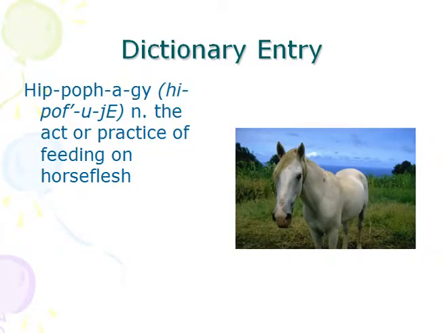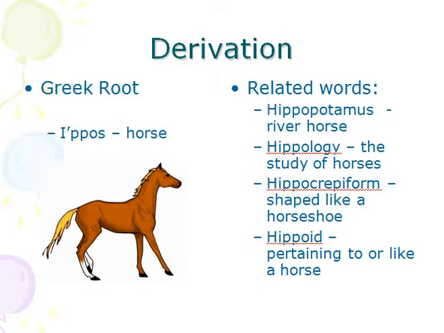If you used the dictionary as a resource, you would have found this meaning. And if you knew the Greek root word for horse, that might also have helped you define this word. This would have been a morphemic clue. However you arrived at the definition, the idea of hypophagy is pretty gruesome.